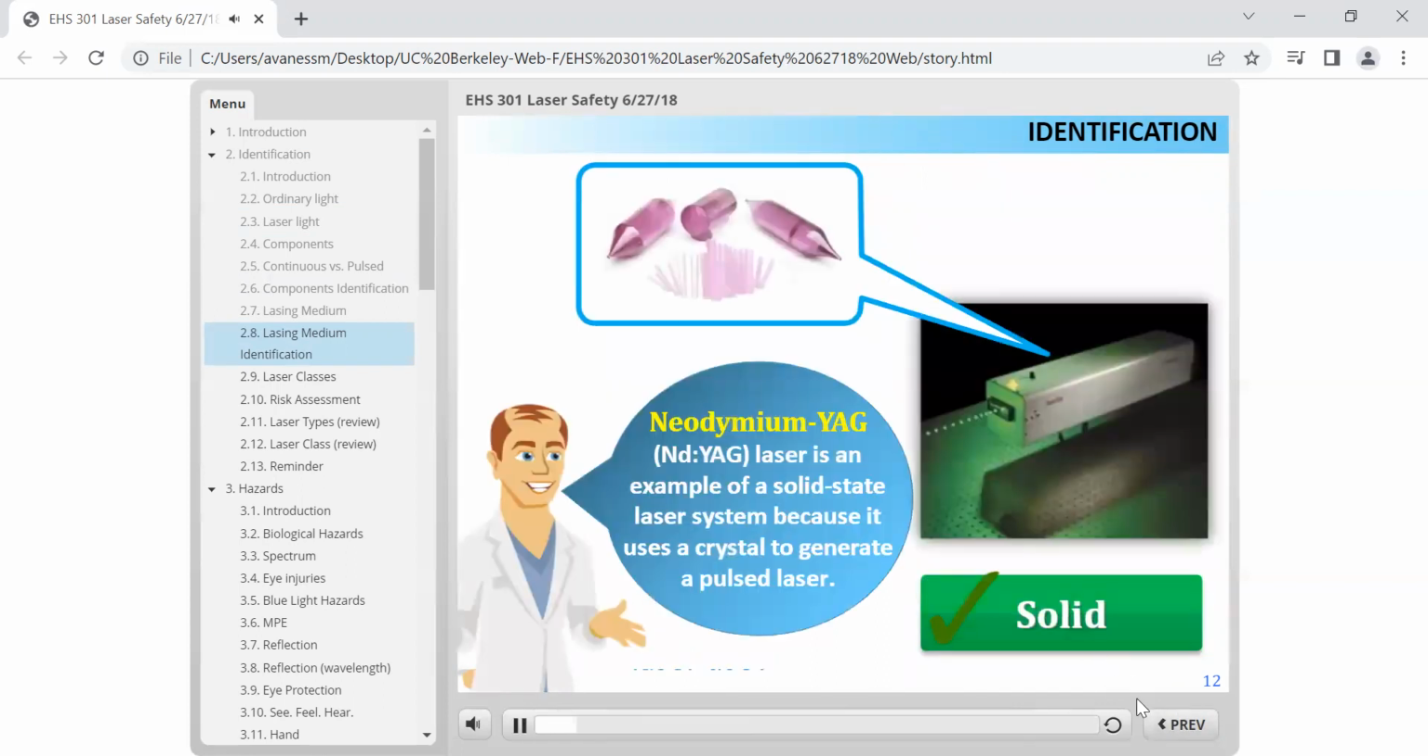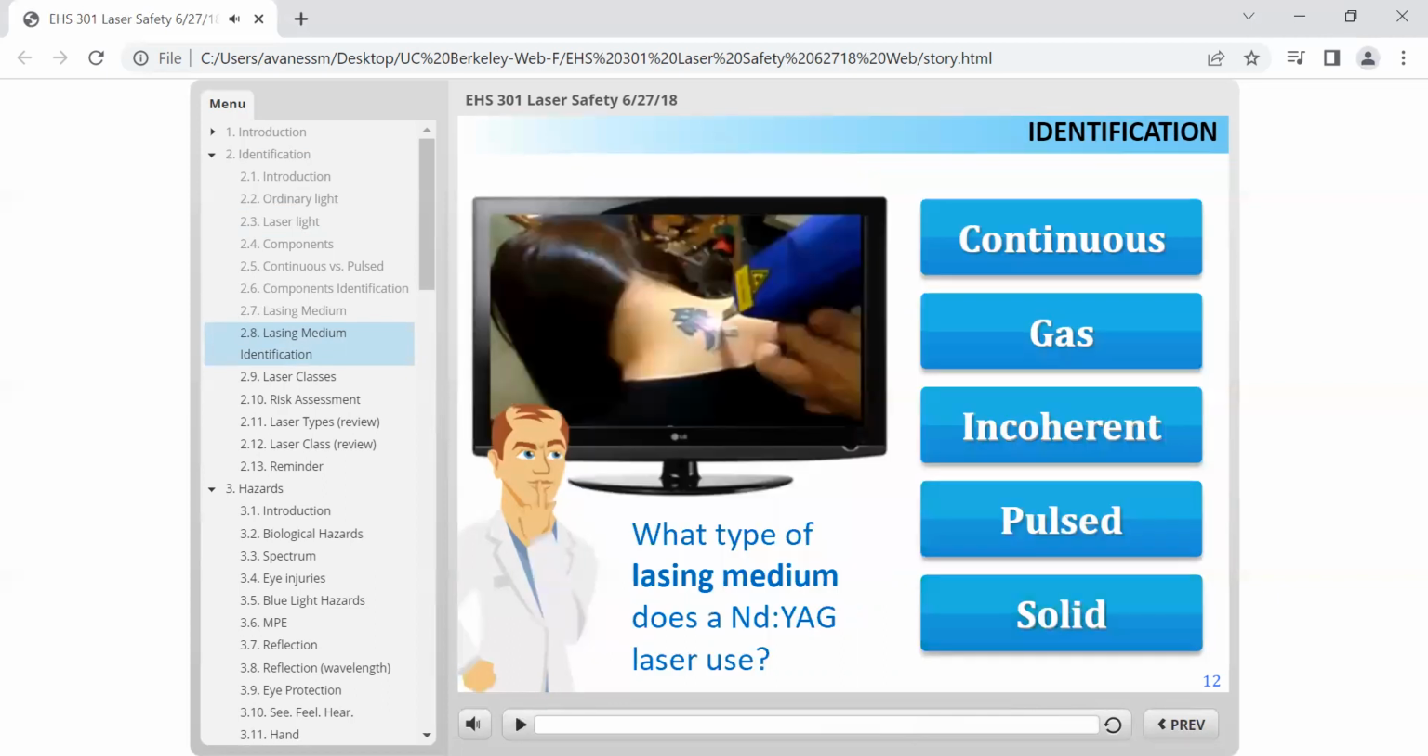You are correct. The neodymium YAG laser is an example of a solid-state laser system because it uses a crystal to generate a pulsed laser. These types of lasers are rugged, simple to maintain, and capable of generating high-powered pulses, so make sure you use appropriate laser safety eye protection.